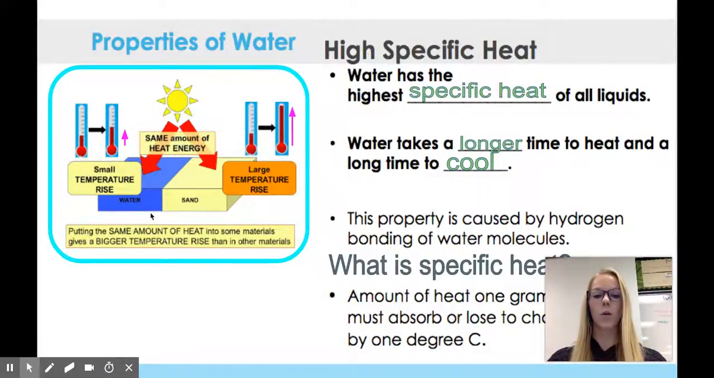The final property of water we will discuss is its high specific heat. Water has the highest specific heat of all liquids. It takes water a longer time to heat up and a longer time to cool down compared to all other liquids. This property is caused by hydrogen bonding of water molecules. Because hydrogen bonds are so strong, it takes more heat to break them, and they retain that heat energy before cooling off completely. High specific heat is considered the amount of heat 1 gram of substance must absorb or lose to change its temperature, just by 1 degree Celsius.